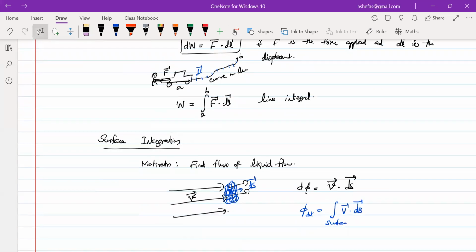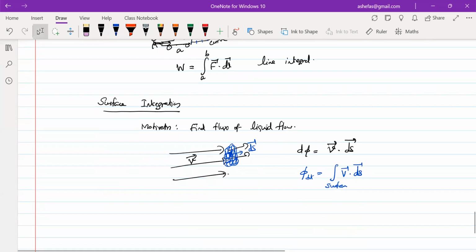Okay, and in case of surface integration, we are going to integrate over an area. So first we will find out the product between the vector and the infinitesimal surface area, and we'll find the sum of such products for all areas. That will give the surface integration.